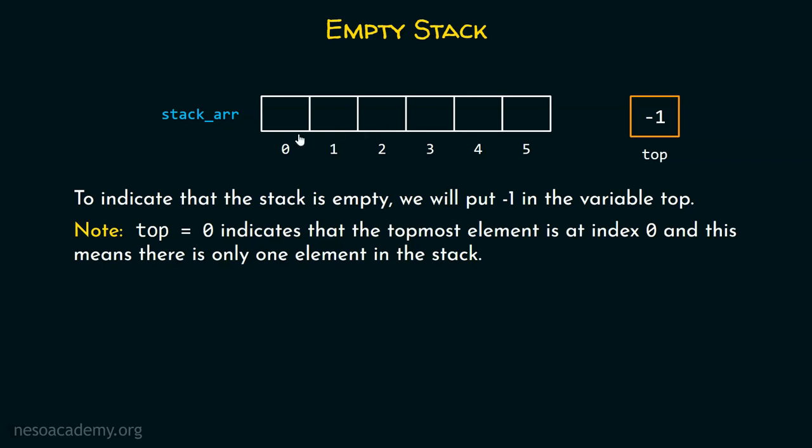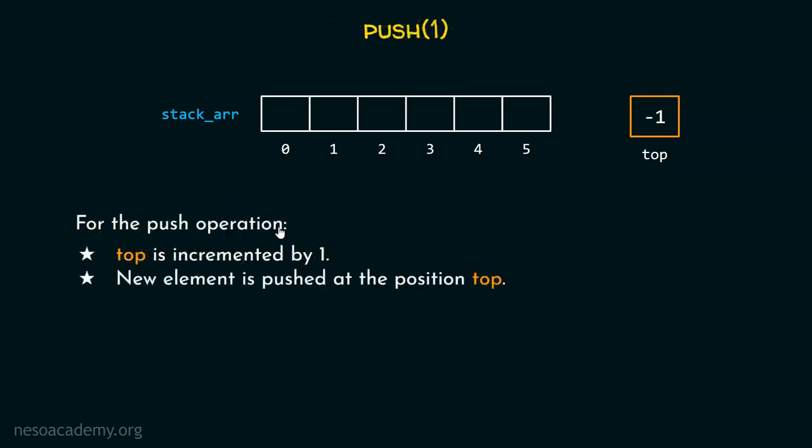And this simply means that there is just one element in the stack and that particular element is at index 0. For the push operation, top has to be incremented by 1 and the new element must be pushed at the position top. Isn't that so? First we have to increment the top variable. That's why I've told you that initially we have to increment the value of top. Then after that we can push the element at that particular index. This order is important.